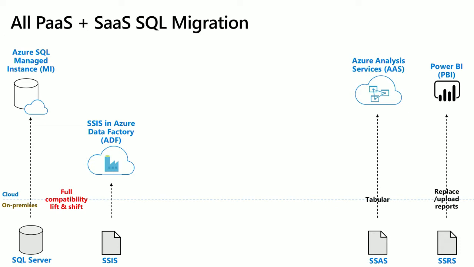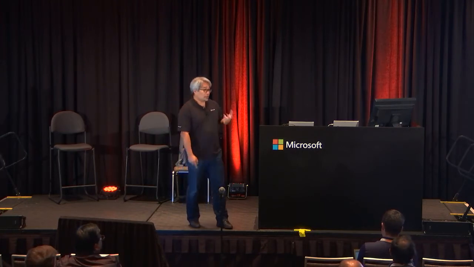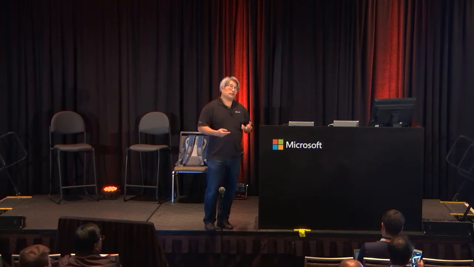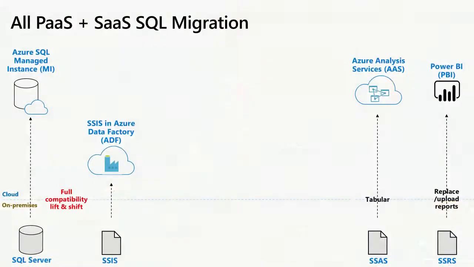For SSAS, Analysis Services, we don't have a full compatibility lift and shift. We only have a partial lift and shift. Essentially, if you have a tabular model, you can use Azure Analysis Services in the cloud. But if you have a multidimensional model, you still need to use SSAS on-prem or on a VM. With SSRS, we don't even have a cloud solution. So for that one, you need to replace it with a complete SaaS solution, which is Power BI, okay?